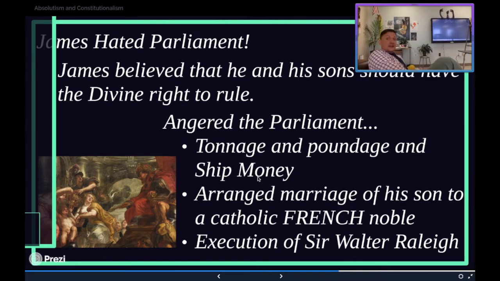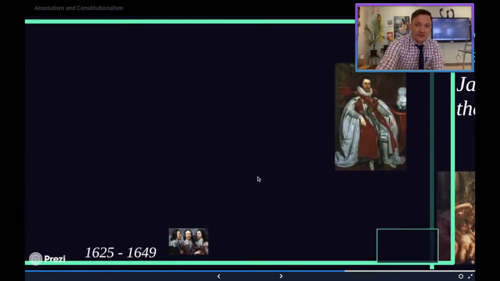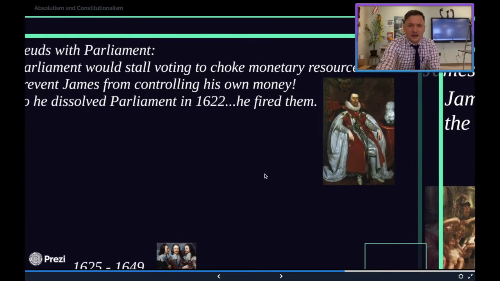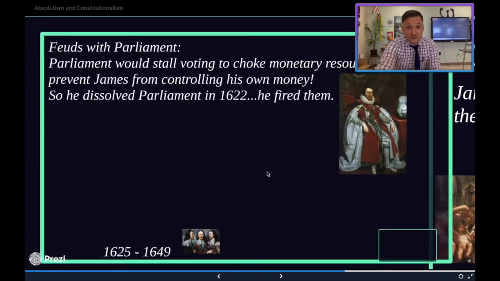Also, he wants to arrange the marriage of one of his sons early on to a Spanish Catholic girl, and then later on to a French Catholic girl, which is another big no-no as far as the Puritan Parliament is concerned. And not to mention the fact that he executes Sir Walter Raleigh. He originally put him in life prison, but then Sir Walter Raleigh did something again, and then he has Sir Walter Raleigh executed. So it's a very, very big issue. He also overturned Parliament's attempt to get rid of George Villiers and stuff. But anyway, the Duke of Buckingham, his buddy.